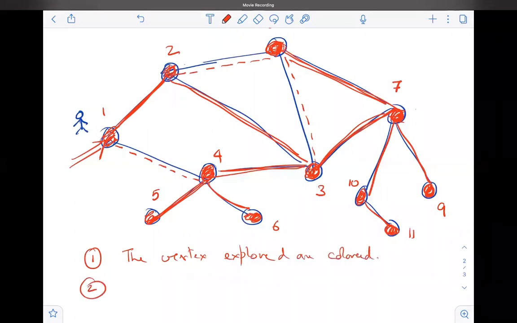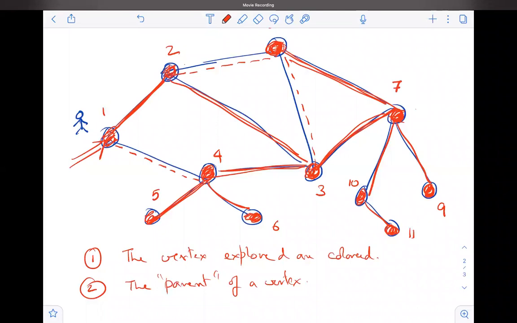Number 2. The vertex from which we came to the current vertex for the first time. It's the parent of a vertex, right? It's the vertex from which I came. And actually, in some sense, this is all that is there.